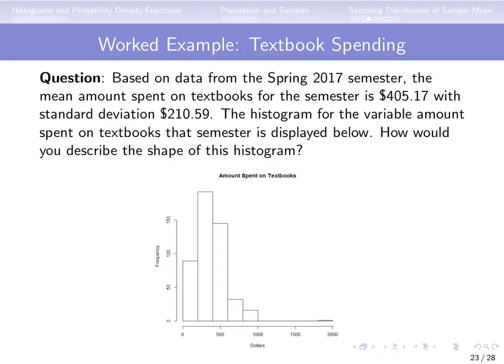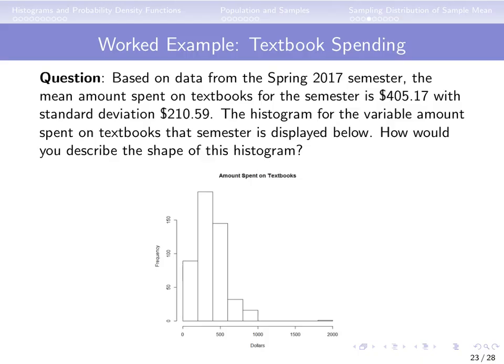Now let's see how we can apply some of these ideas to perform some of these probability calculations. This is data from a previous semester, and students were asked how much they spent on textbooks for that semester. This is the histogram for our students. The mean is $405.57, standard deviation 210.59.